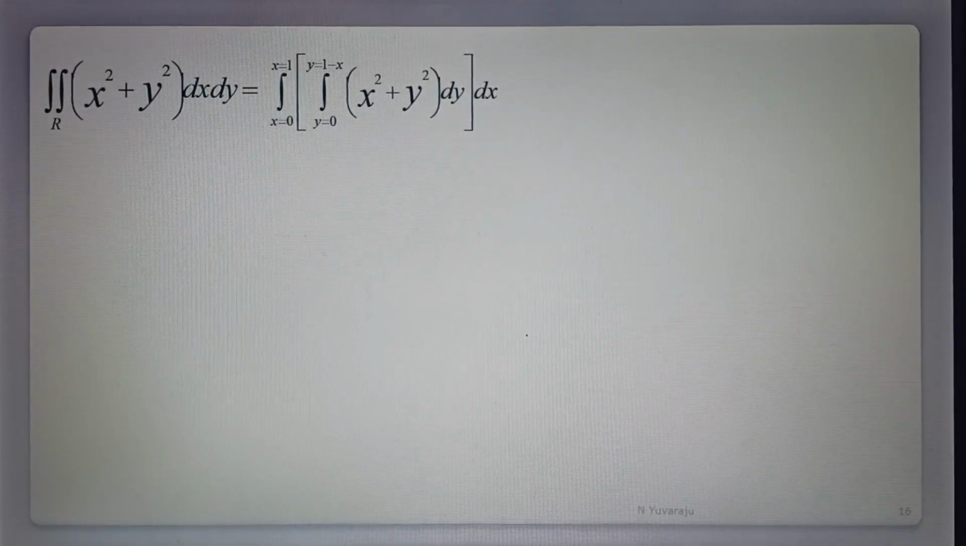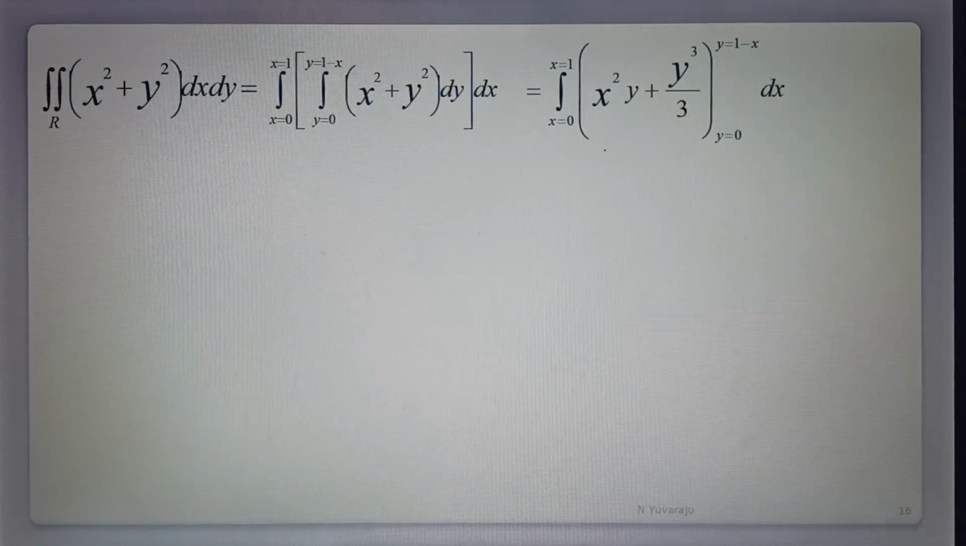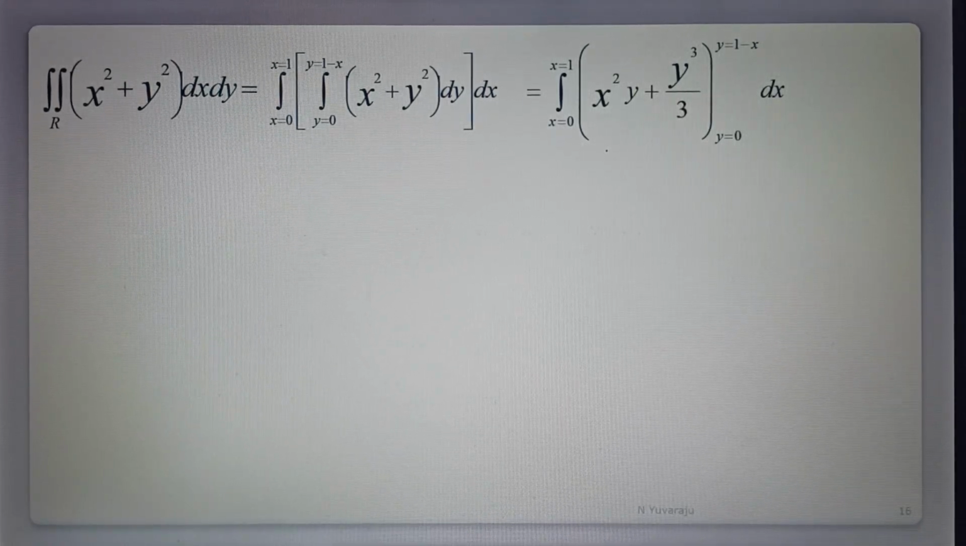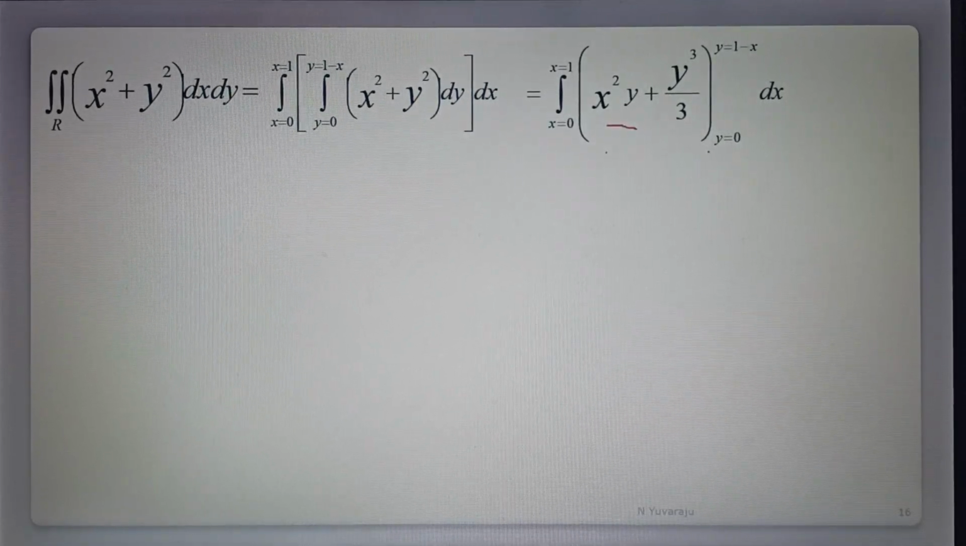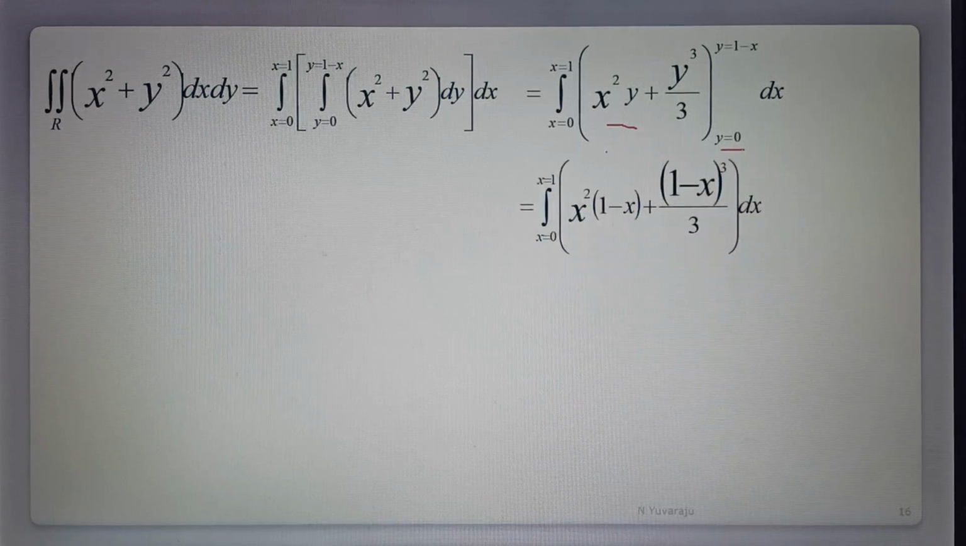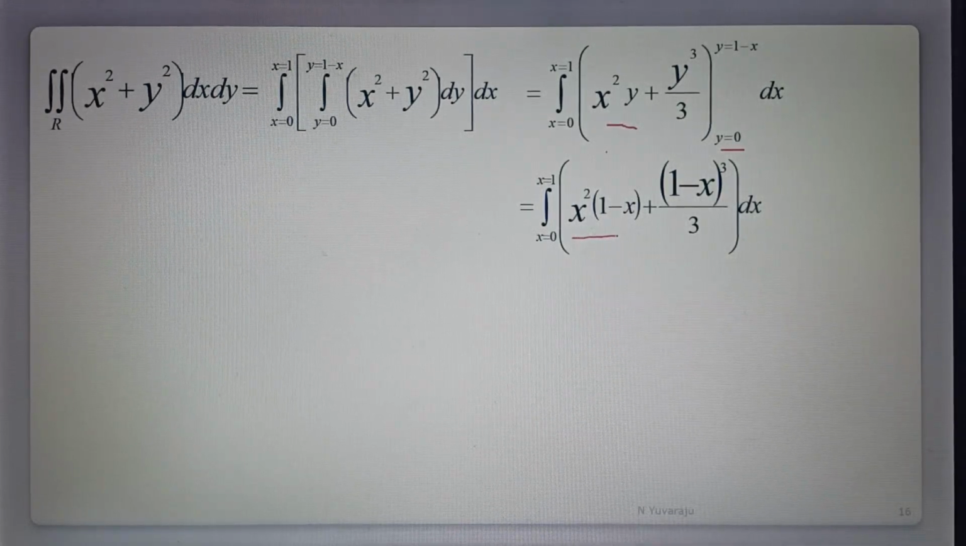Integrating with respect to y, we get the integral from x equal to 0 to 1 of x square into the integration of 1 with respect to y, plus the integration of y square, which is y cube by 3. Substituting the y limits, y equal to 0 to 1 minus x, upper limit 1 minus x, lower limit 0. That is equal to the integral from x equal to 0 to 1 of x square into (1 minus x) plus (1 minus x) whole cube by 3, into dx.